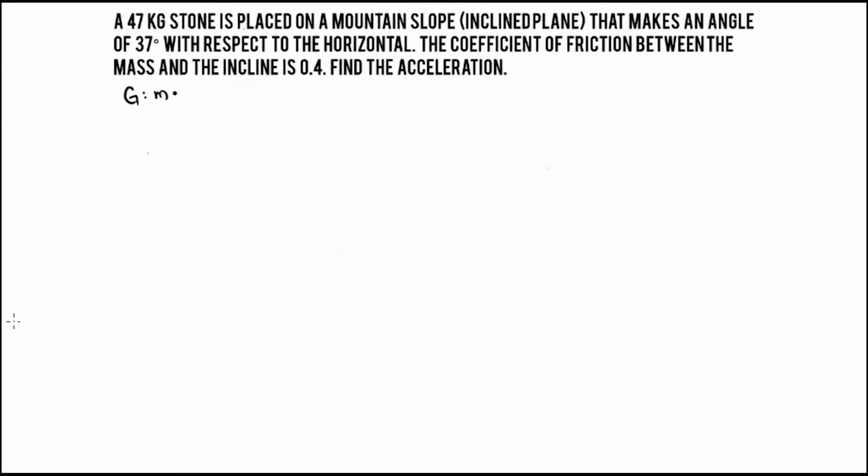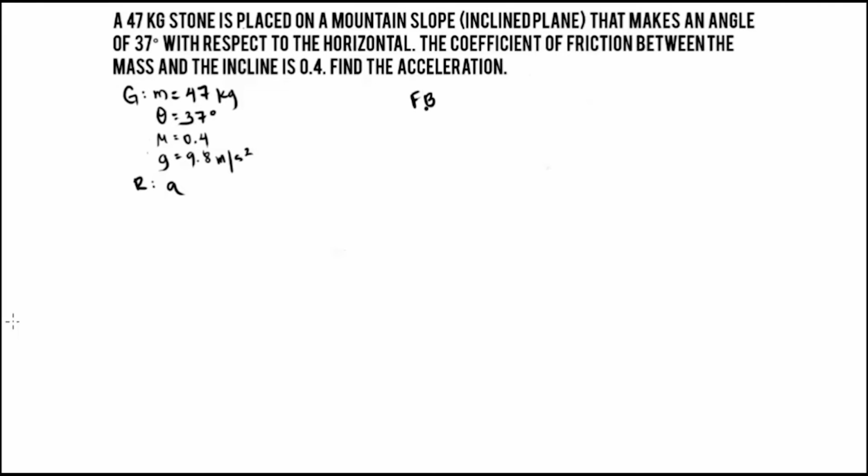The first given is the mass of the stone, which is 47 kilograms. The angle of the slope, represented by beta, is 37 degrees. The coefficient of friction, mu, is equal to 0.4, and the acceleration due to gravity is 9.8 meters per second squared. With that out of the way, we can now proceed to write the required outcome of the problem, which is the acceleration. To make things easier, we can draw a free body diagram to further understand the situation.